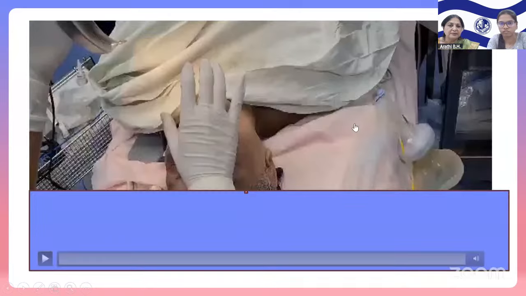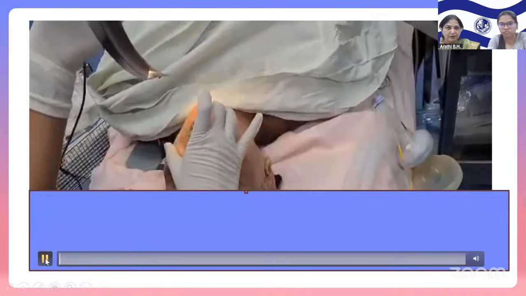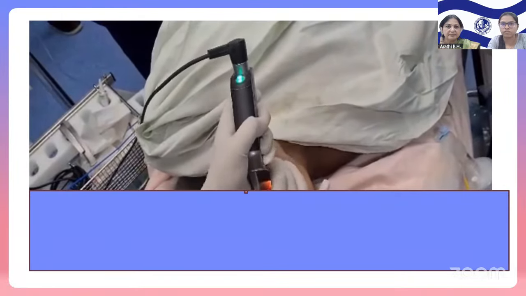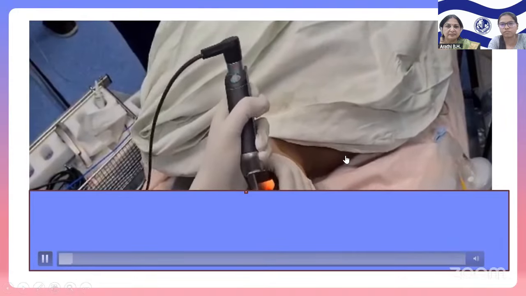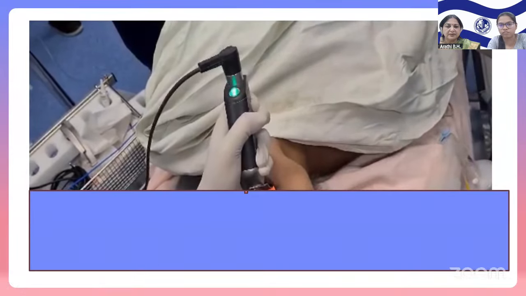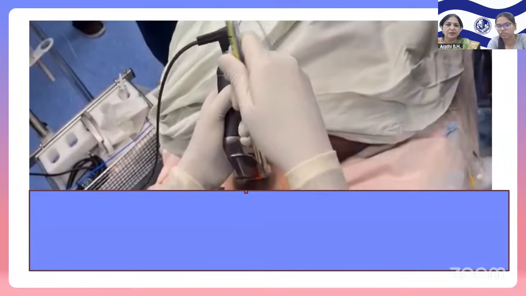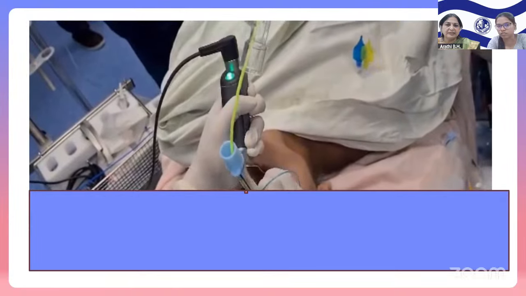This is the placement of the bronchial blocker. We use CMAC to place the DLT. I mean, a regular endobronchial tube is intubated. If you can see here.